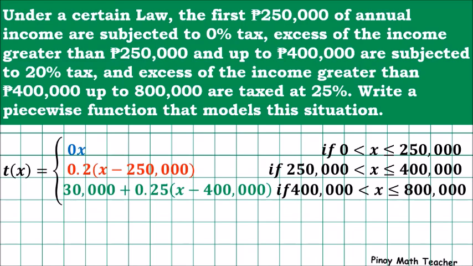Sir, saan naman po nakuha yung 30,000 pesos na yon sa pangatlong piraso ng ating function? Kung ikaw ay kumikita ng mahigit 400,000 pesos per year, ibig sabihin, nagbayad ka na ng 20% na tax na sumobra sa 250,000 hanggang 400,000 pesos. At pag kinuha natin yung difference ng 400,000 at 250,000 pesos, 150,000 pesos yung lalabas doon. Yun ay subjected sa 20% na tax. And 20% of 150,000 pesos is equal to 30,000 pesos.